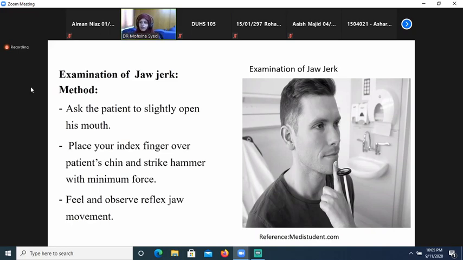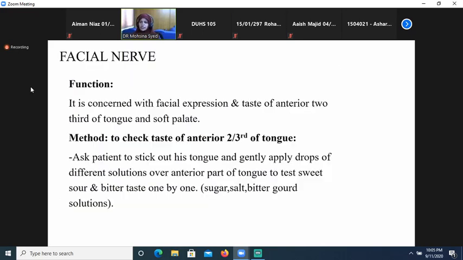Next is the facial nerve. It is concerned with the facial expressions and taste of the anterior two-thirds of the tongue and soft palate. For the taste sensation, again, you will have to take permission from the patient. You have to explain to the patient that you're going to perform the taste check test.